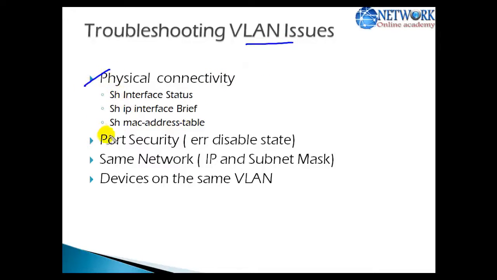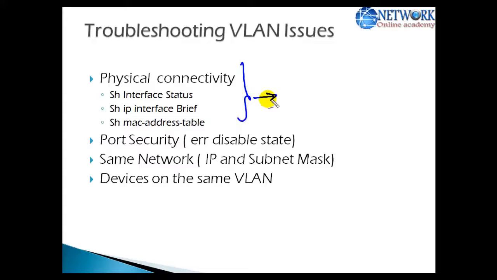So there are a few important things. First, we need to start with the physical connectivity and ensure that your physical connectivity is up. Then we may also need to check something called port security, which we'll see, and then the same networks, and finally the devices must be on the same VLAN also. So let us come to the first one, physical connectivity.